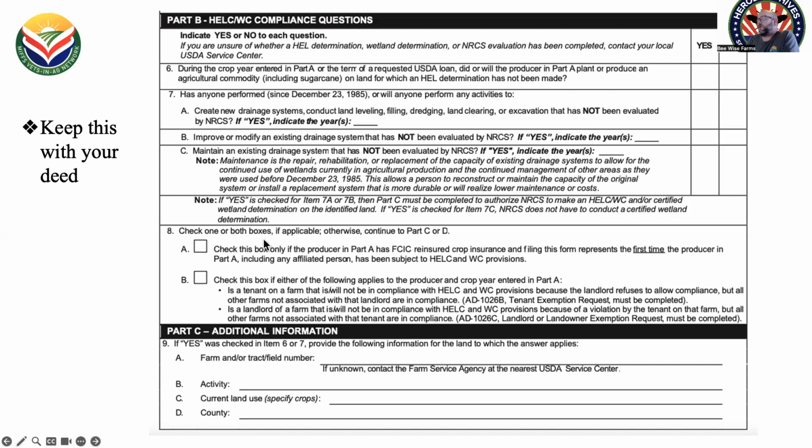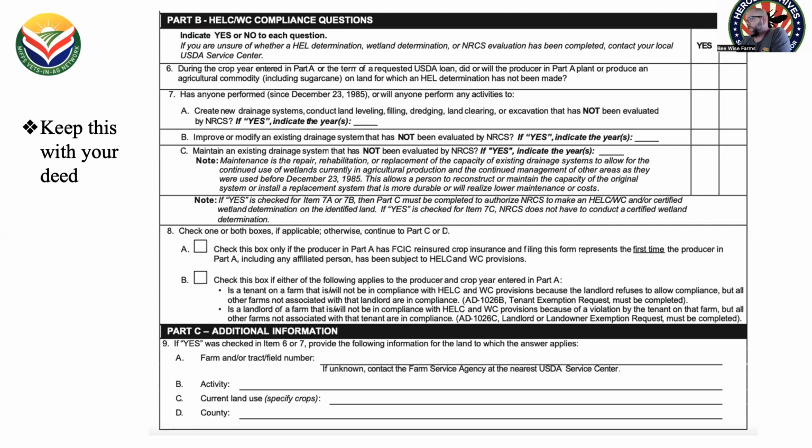All right, check one or both boxes if applicable below. We're on number 8. Check this box if the producer in Part A has FCIC reinsured crop insurance, and filling out this form represents the first time the producer in Part A, including any affiliated person, has been subject to HELC and WC provisions. This is likely not going to be you. If you're a new producer, you're not going to be reinsuring a crop, okay? If that is you, then you know it's you because you're already participating in these crop insurance programs.